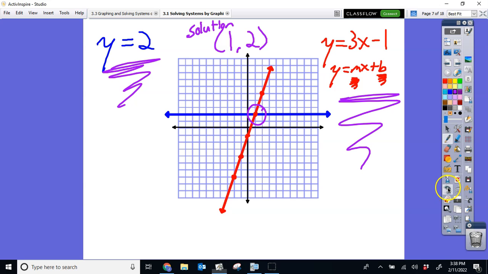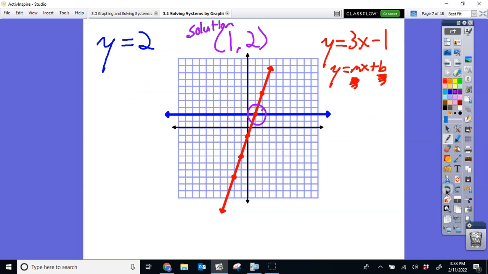That's the point of this process also: if you plug in 1 for x and 2 for y, it works in this equation. 1 for x, there ain't no x. 2 for y, it equals 2. So this point is the only solution that works for both equations.